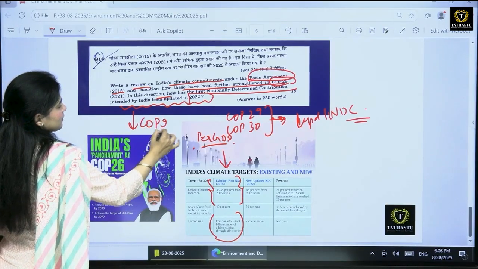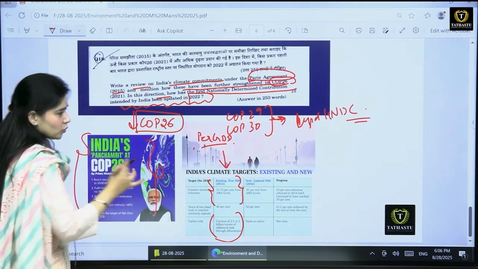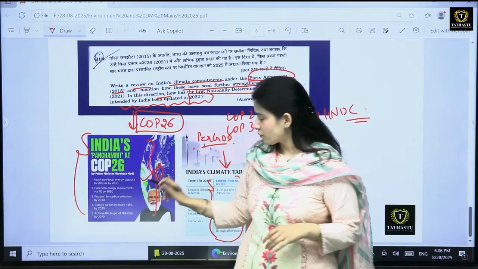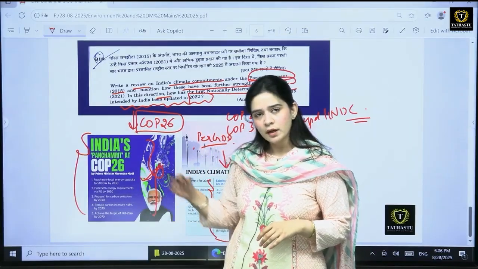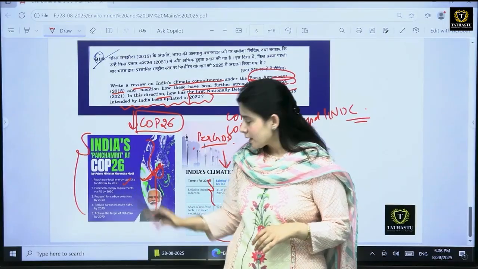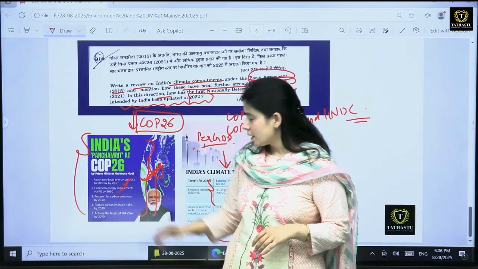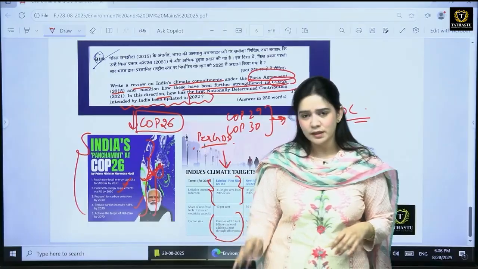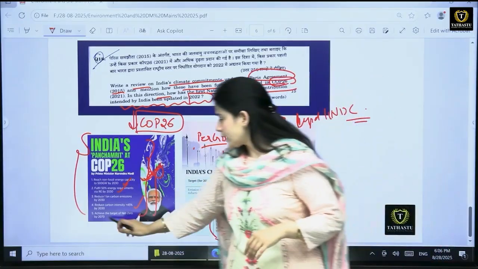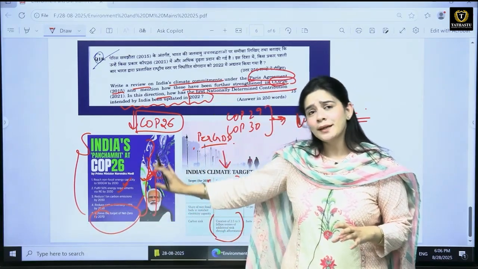COP 26 में जब आते हैं तो India talks about its Panchamrit strategy. So we had the Panchamrit strategy whereby we are talking about reaching the non-fossil fuel capacity, okay, that we will increase by 500 gigawatts. Then we will fulfill 50% energy requirements by renewable energy, right. Also reduce the carbon intensity by 45%, okay, and achieve the target of net zero by 2070. ये सब हमने पंचामृत में करा. पंचामृत स्ट्रैटेजी दी हमने COP 26 में.